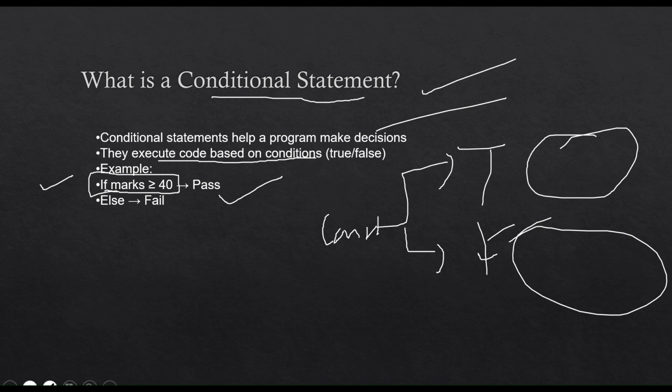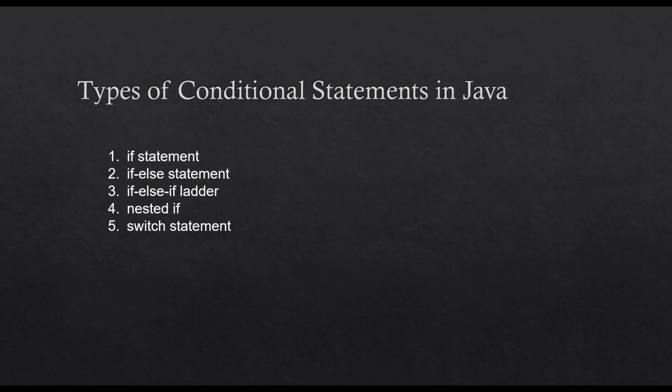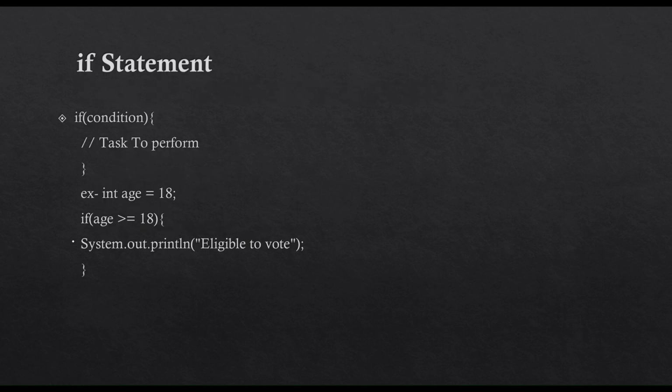Okay, so types of conditional statements. Conditional statements are of 5 types, basically if, if else, else if, nested if, and switch statement. These are the 5 types of conditional statements. Okay, and let's start learning what the if statement is. So if condition, and then we take the action. If that condition is true, we perform this task.